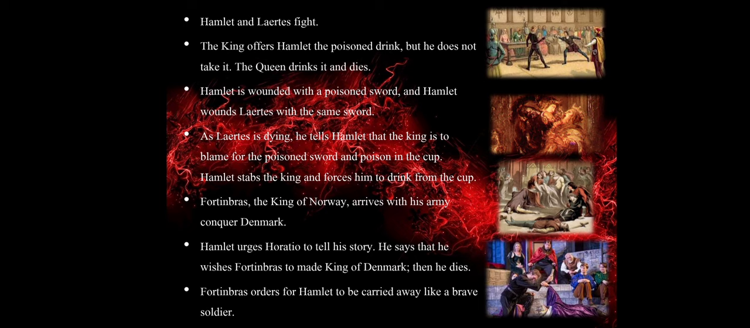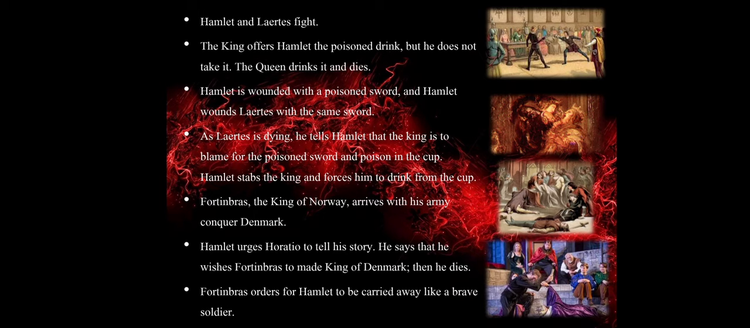On the other hand, Gertrude drinks the poisoned drink. Laertes wounded Hamlet. After some fight, the swords got exchanged, and Hamlet also wounded Laertes. As Laertes is dying, he tells Hamlet that the king is to be blamed for the poisoned sword and the poison in the cup. Hamlet stabs the king and forces him to drink from the cup.